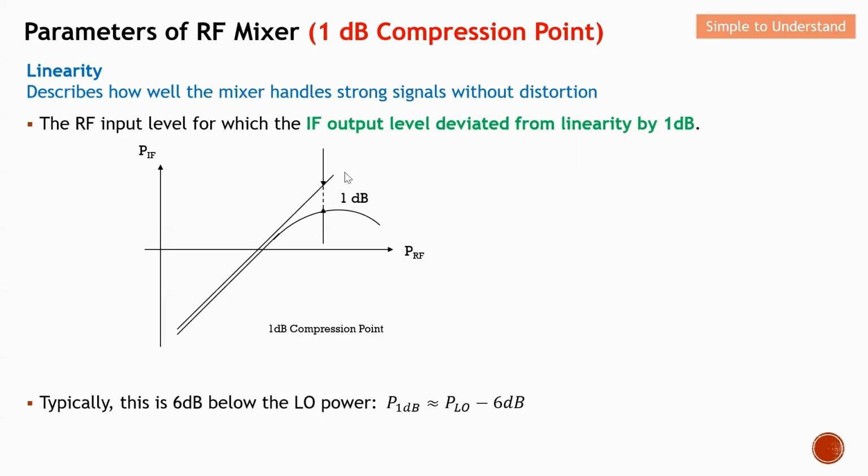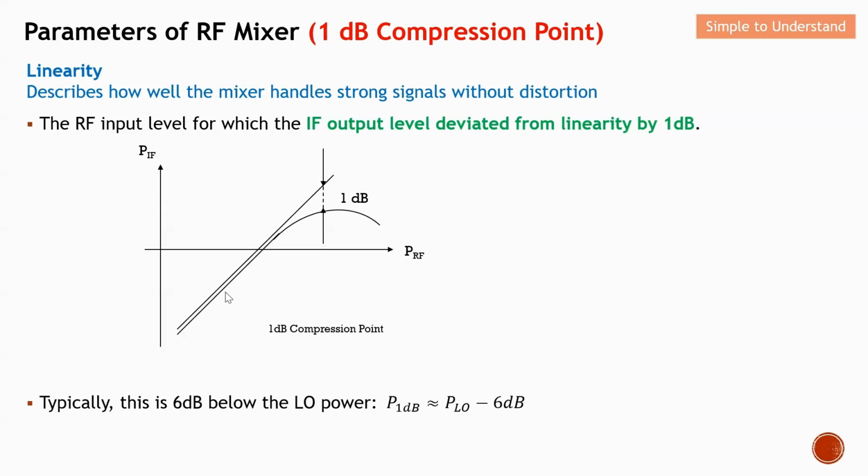So we want to design our mixer in this linear region rather than the saturation region, which I am going to explain soon. Basically, linearity describes how well the mixer handles a strong signal without any form of distortion. So what is the 1 dB compression point? As I mentioned earlier, for a start the mixer can provide linearity, which means that with a certain input, it can achieve a certain output.